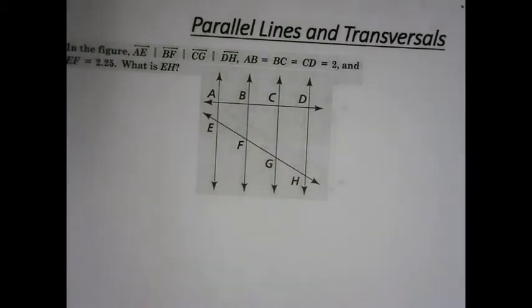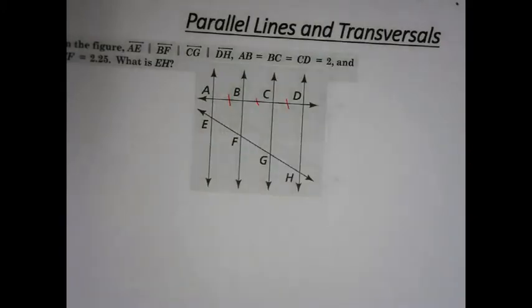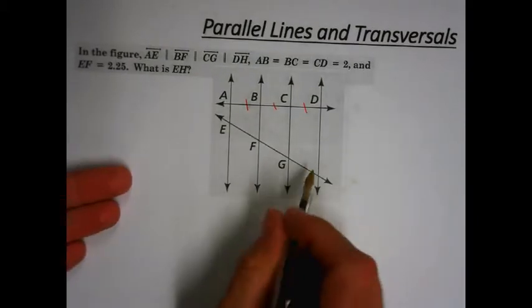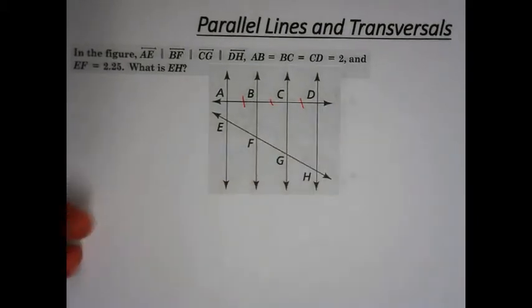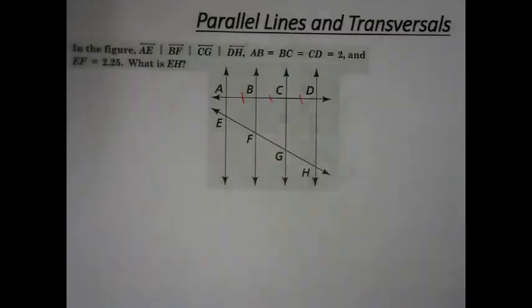So this is congruent, congruent, congruent. They're all 2. EF is 2.25. So EF is here. But before we label it at 2.5, if these are congruent, what do we know? If those 3 are congruent, what we know is that the other pieces are congruent on the other transversal.